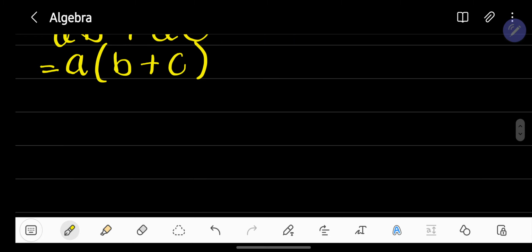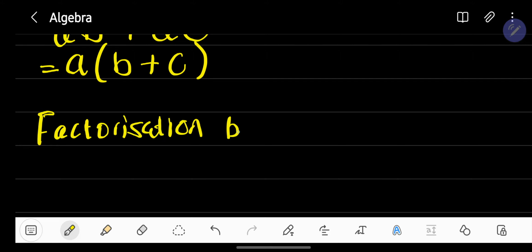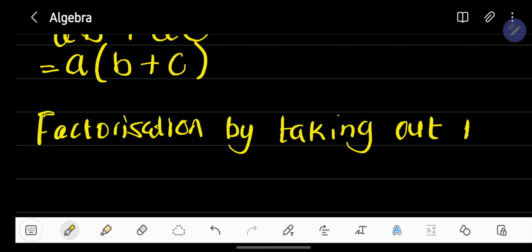Now let's learn another method of factorizing, where we have numbers: factorization by taking out the highest common factor. H for highest, C for common, and F for factor.